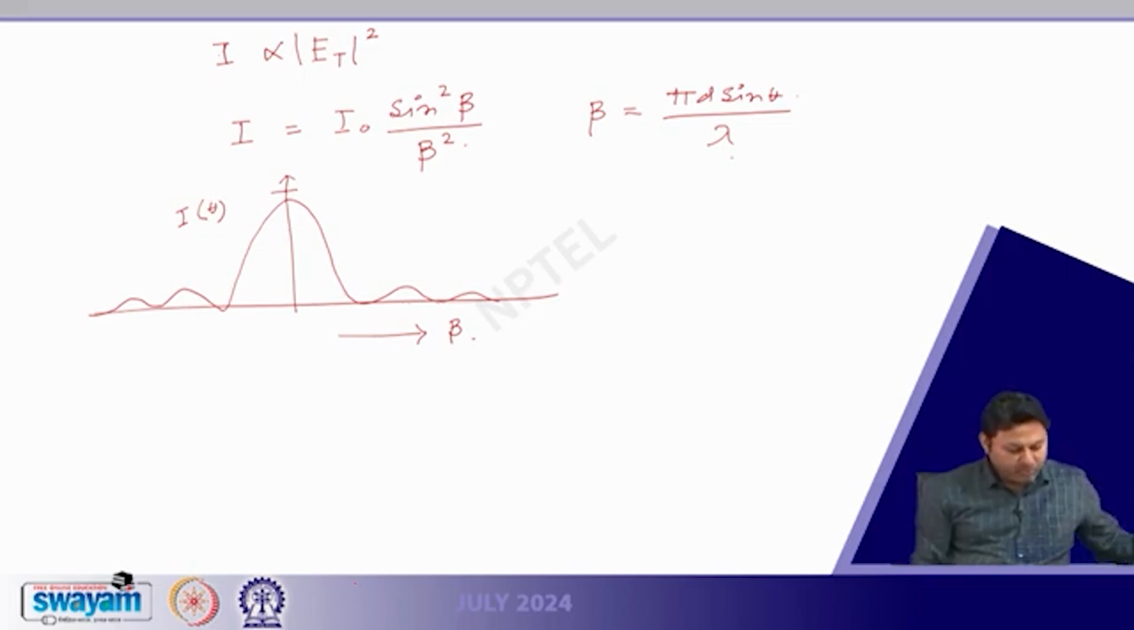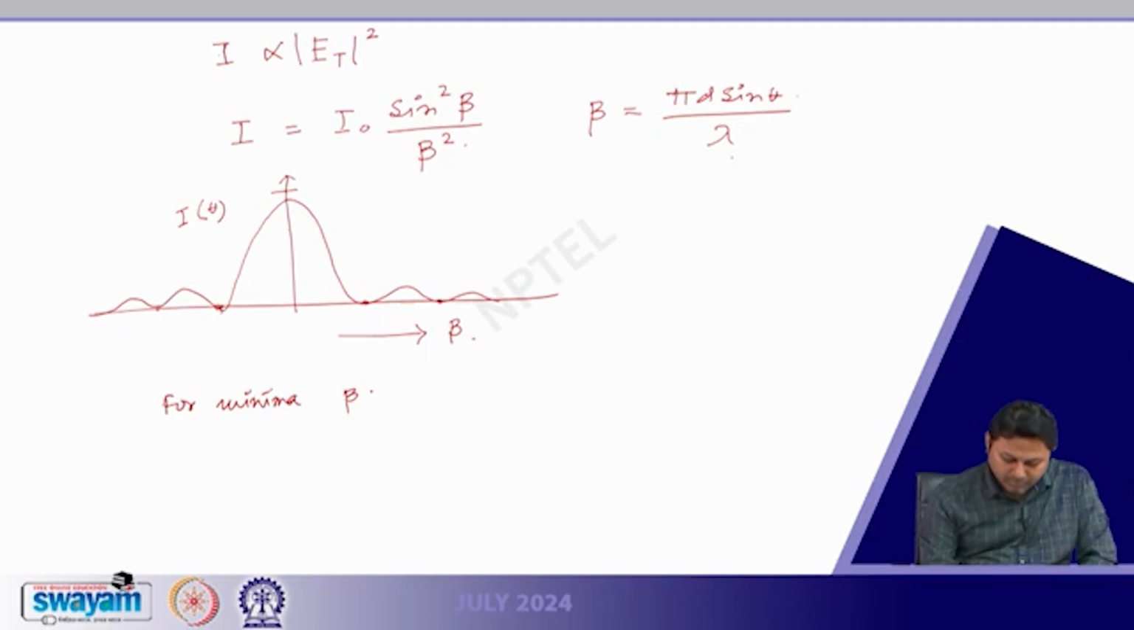Now, if I want to find out what is the maxima and what is the minima, then it will be easy. So, quickly let us find out the minima first. This is the point we have minima. So, for minima, beta will be simply n pi, where n is an integer, but note that n should not be equal to 0. So, n is 1, 2, etc.